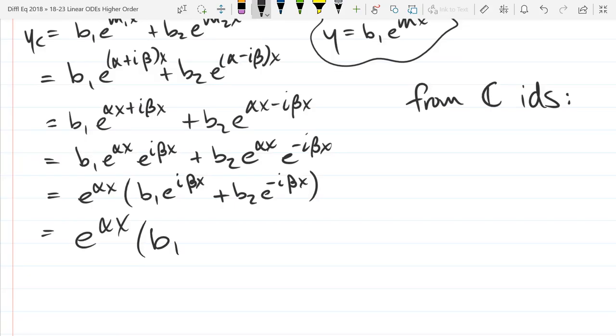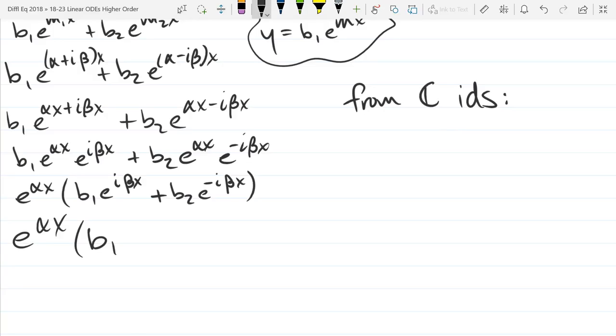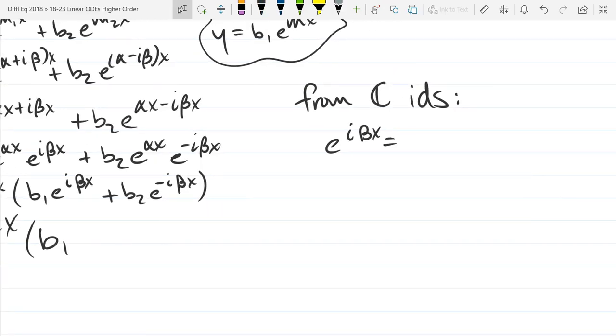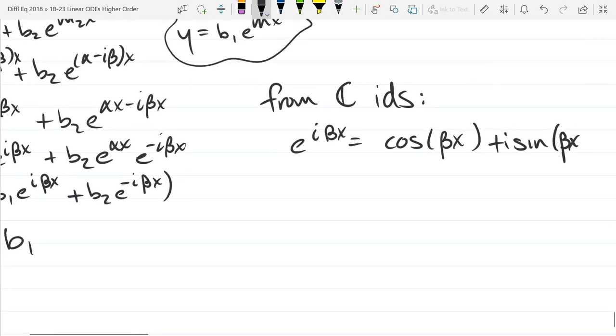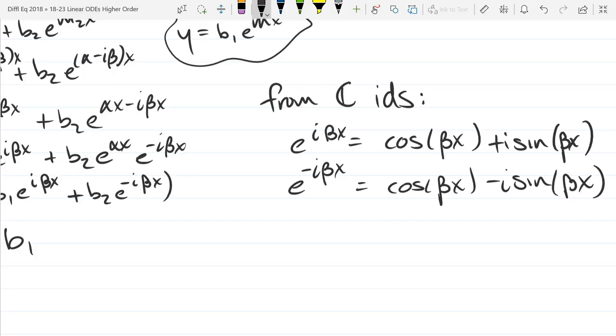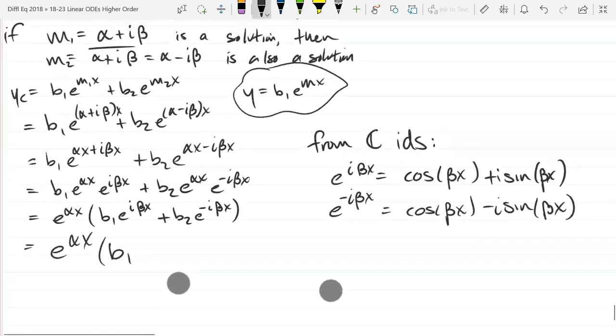So we got B1. Let me write that identity that we're about to use. e to the iβx is cos βx plus i sin βx. And then e to the negative iβx is really similar. It just has a negative in front of the sine, so this goes cos βx minus i sin βx. That came from the fact that cosine is even and sine is odd. That's why the negative comes through the sine function and doesn't appear in the cosine function. But we went through that last week when we did these identities. So I'm just using these now.